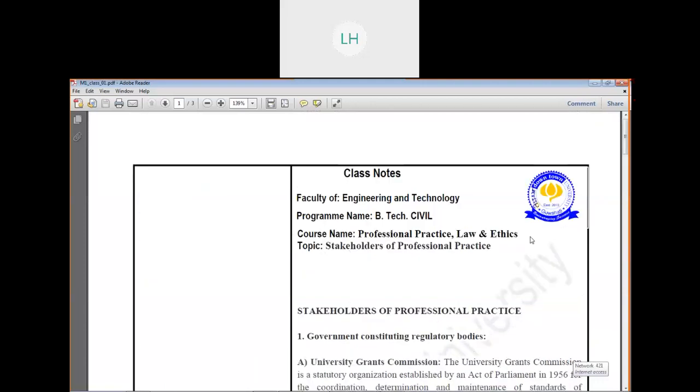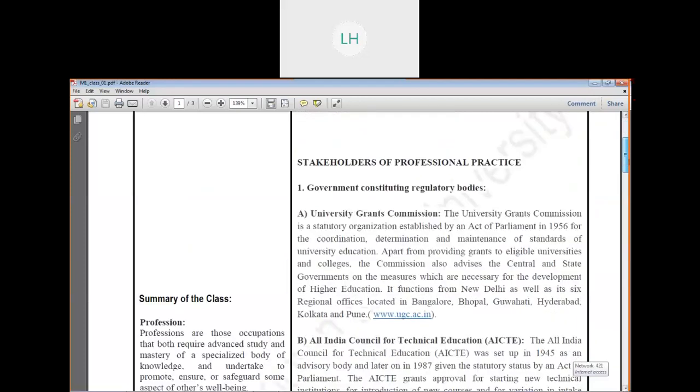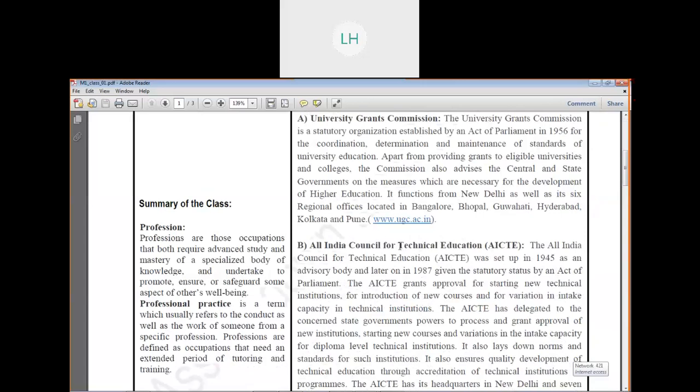Professional practice, law, and ethics. Okay, these subjects are issued by whom? These subjects are issued by the All India Council for Technical Education. They are the main organization or main body, and they check from time to time the quality of the education system. The All India Council for Technical Education was set up in 1945 as an advisory body.